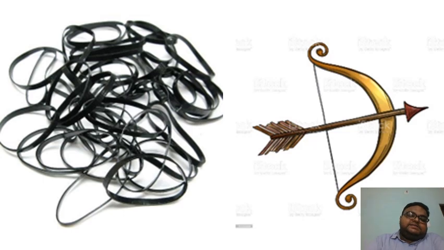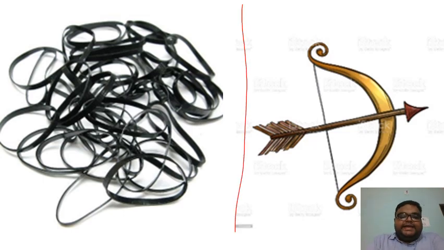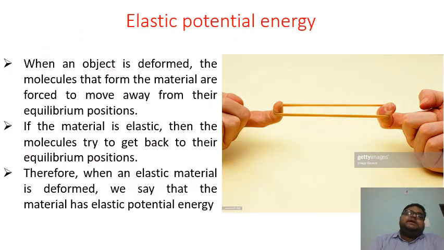So students, what can you see from this picture? We can see rubber or elastic bands, and we can also see a bow and an arrow. These things possess what we call elastic potential energy. Like the activity we did at the beginning of the class, whenever we stretch a piece of rubber band and release it, it comes back to its original shape. So when an object is deformed, the molecules that form the material move away from their equilibrium position.